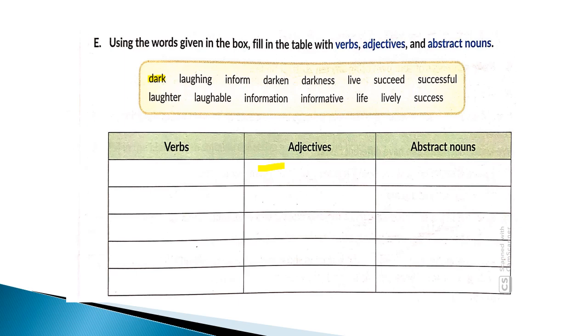Laughing is an action word, so it will come under verbs. Inform is again an action word, so it will come under verb. Darken is again an action word, so it will come under verb. Darkness is an abstract noun, so it will come under this. Live is a verb. Succeed is a verb again.